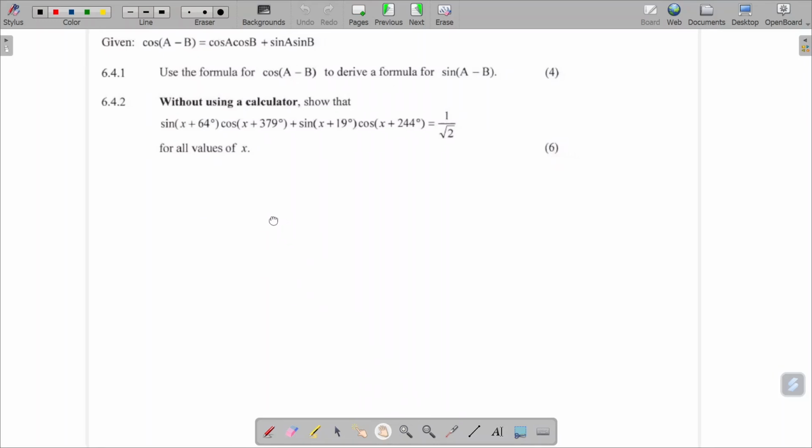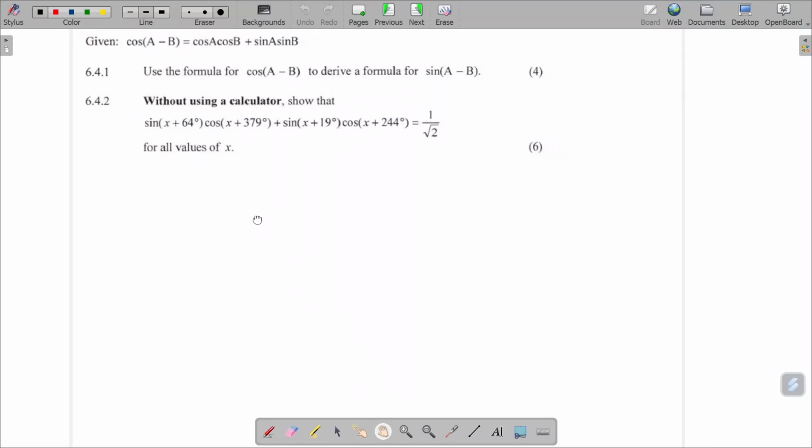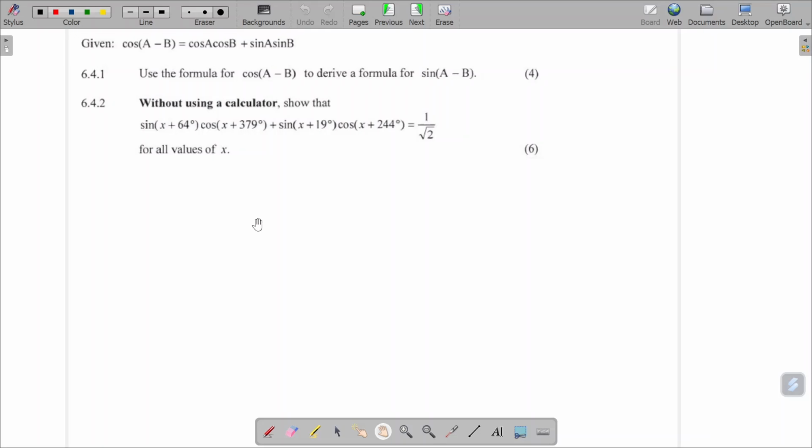Okay, next option. They give us a formula for cos of A minus B, and ask us to derive a formula for sine of A minus B. Okay, so again, this is, as I said to you, one of the typical exam type questions. So let's have a look.